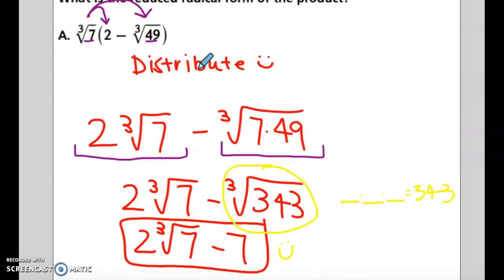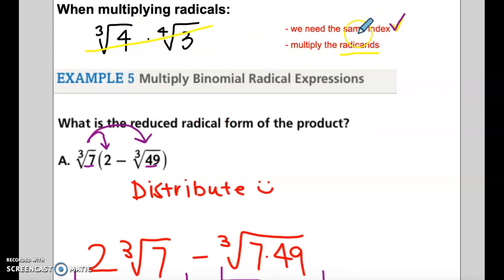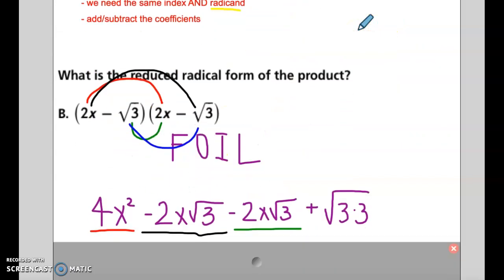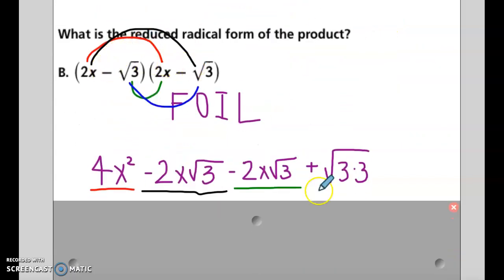So here's the multiplication of radicals. I have the same index because they're both square root, right? Square root, square root. So all we do is we multiply the radicands together. 3 times 3. A negative times a negative gives me a positive.